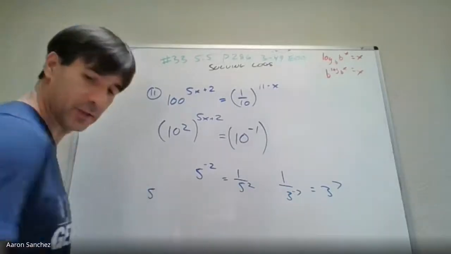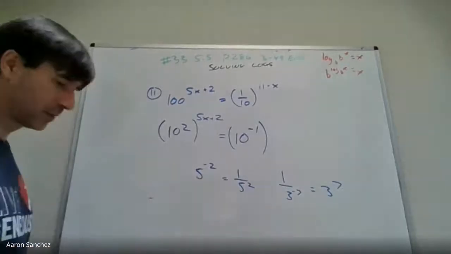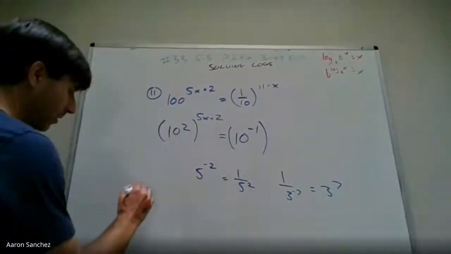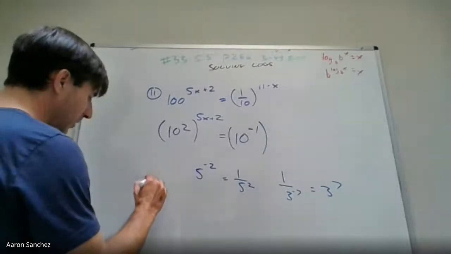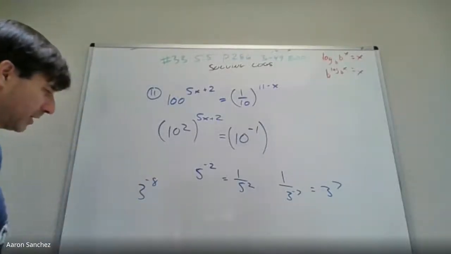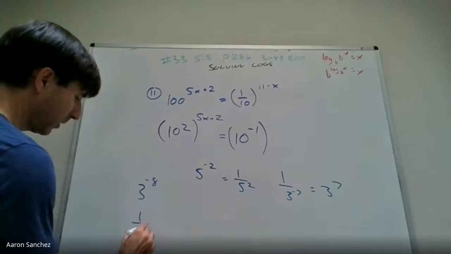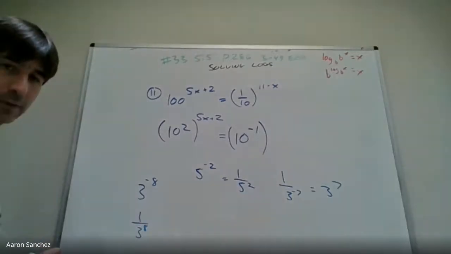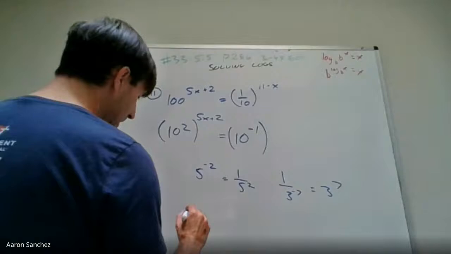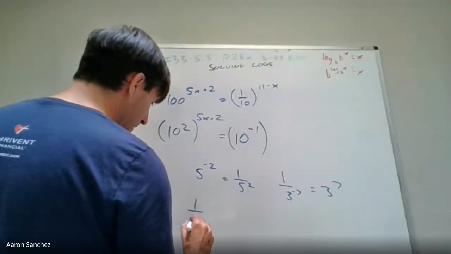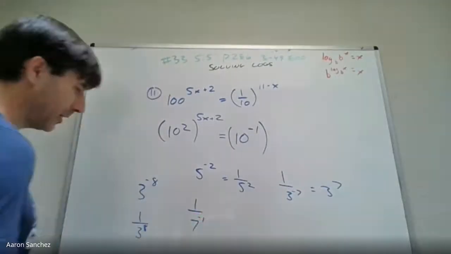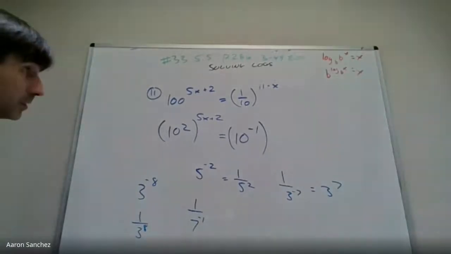Not 5. I did that one. What is 3 to the -8? How would you rewrite that as a positive exponent? 1 over 3 to the 8th power, right? Is that what you meant? Yeah. Okay, cool. What if I say 1 over 7 to the -1? How would I write that as a positive exponent? 7 to the power of 1.